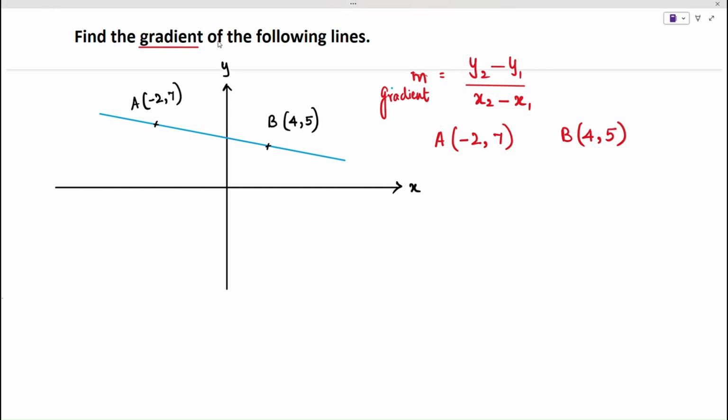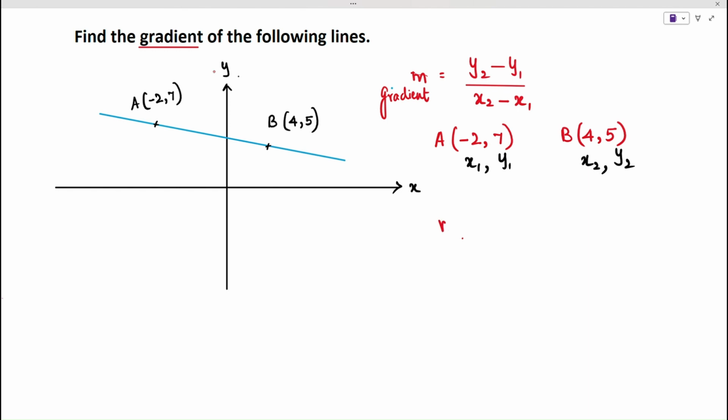Now we're going to label our values here. We're going to start off with our y coordinates. The y coordinate for A will be y1, and the y coordinate for B will be y2. In a similar sense, we're going to do it for the x coordinates as well. So for A, it will be x1, and for B, it will be x2. Now we have our values.